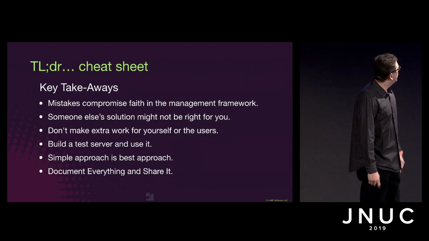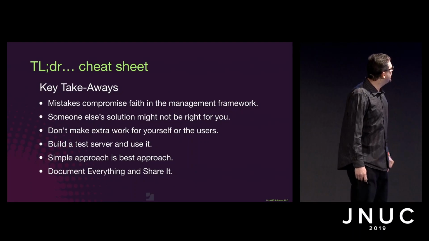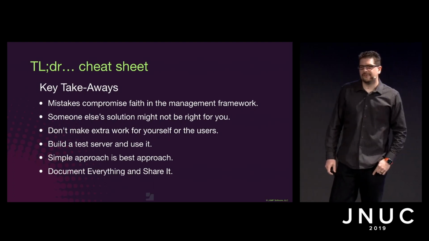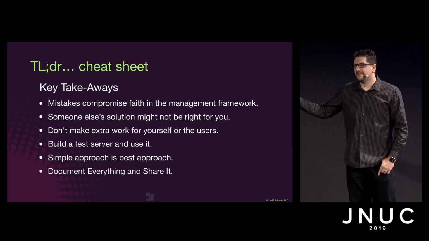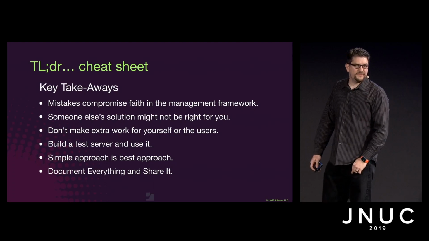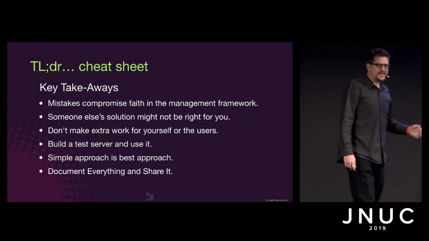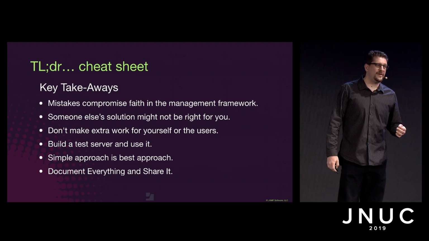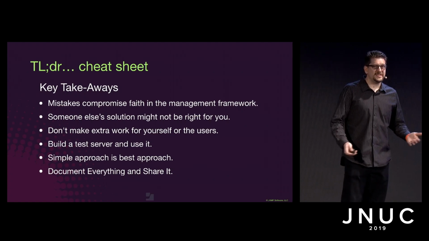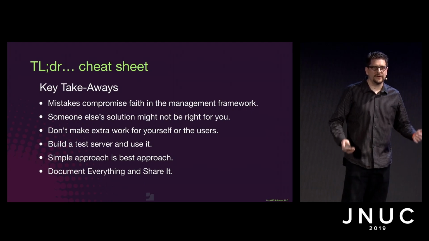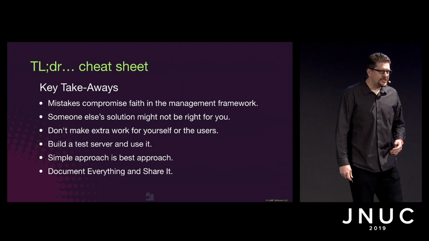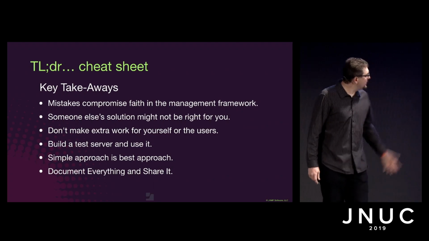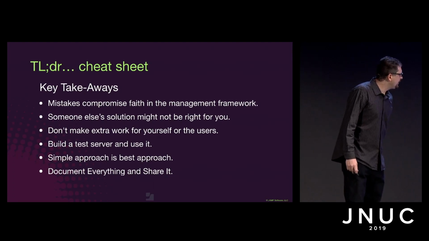So, the old internet TL;DR, too long didn't read, cheat sheet. These are basically, if I hadn't bothered giving all these jokes, this is the session. Mistakes compromise the faith in the management workflow. Too many mistakes, too many times, someone's going to start to go, I think this Jamf thing's not right for us. And it may not be the case, you just burn them too many times and they're really wary of the scenario. And it could not even be mistakes, but maybe one too many migrations in a year or something. Somebody else's solution might not be right for you.